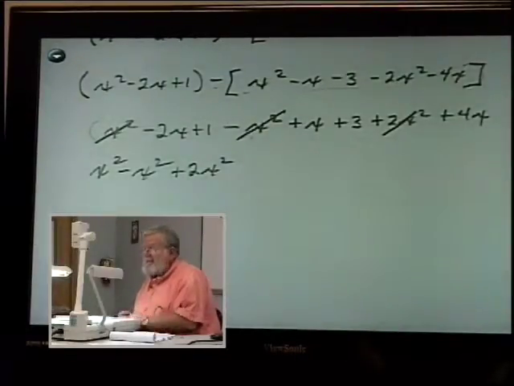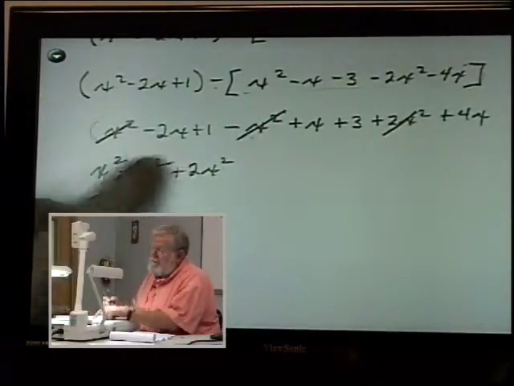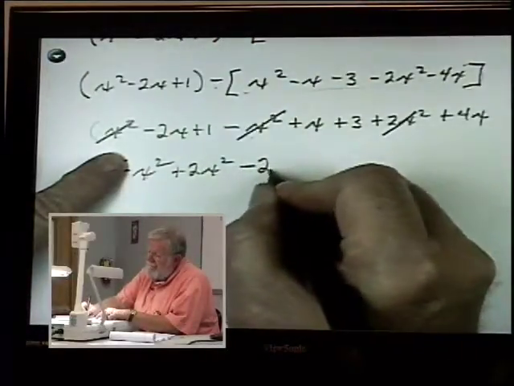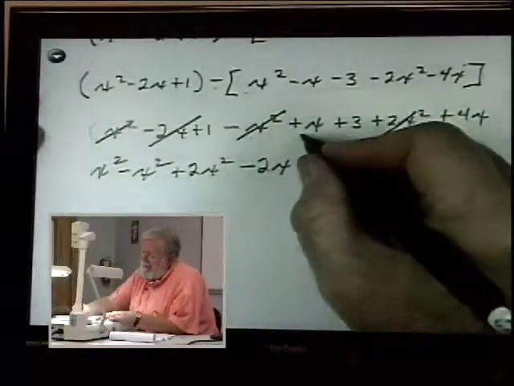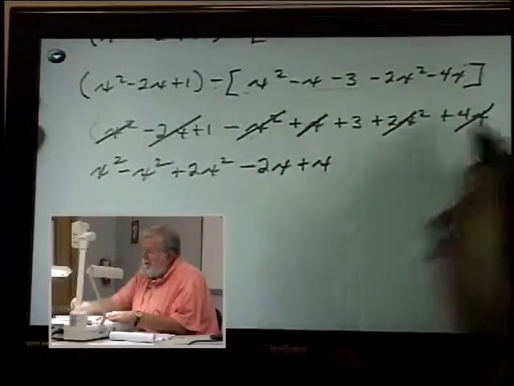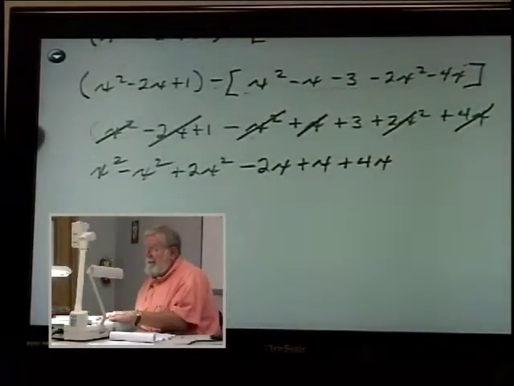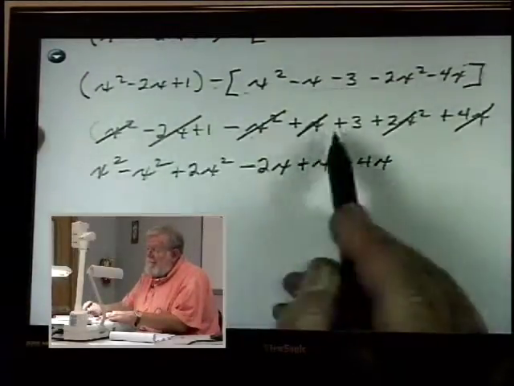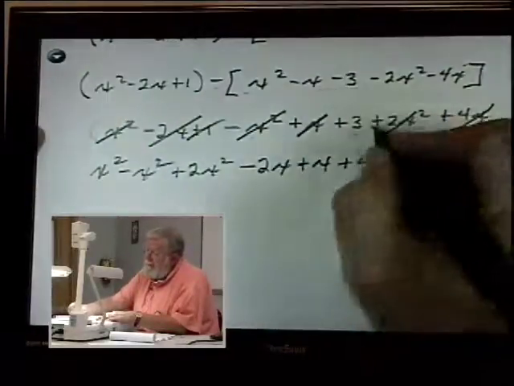The next highest exponent is x to the first power. This is x to the first power. So we have a minus 2x. We can cross that one out. We have a plus x. And we have a plus 4x. Now the only thing left are a couple of numbers, whole numbers. We have a plus 1 and a plus 3.